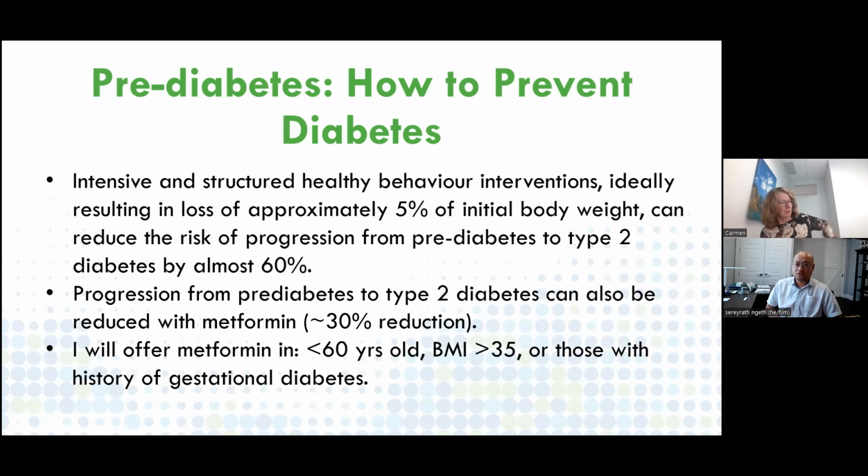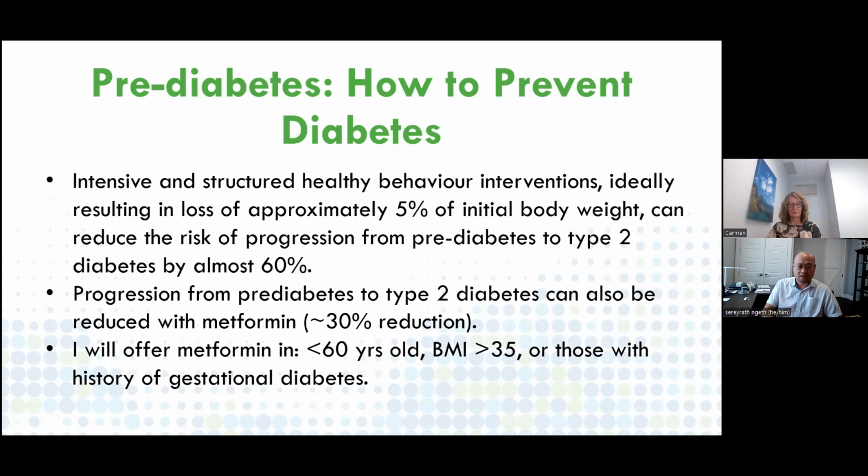Another way is to start individuals on metformin. It can reduce the risk of developing diabetes by about 30%. So who do I offer metformin to? I offer it to individuals who are younger than 60 years old, if their BMI is more than 35, so an individual who is considered obese, or women with a history of gestational diabetes. These are the three groups of people who are found to benefit more from metformin to help prevent diabetes.